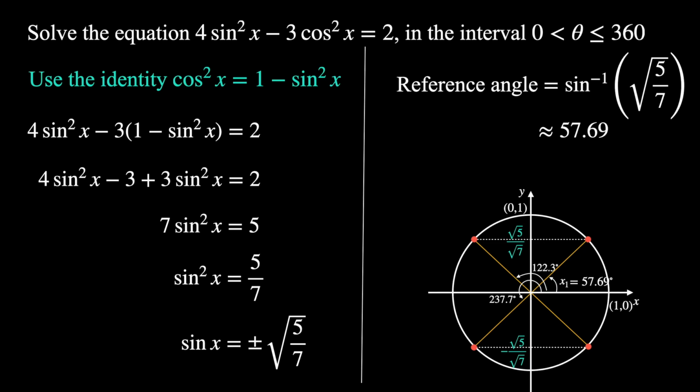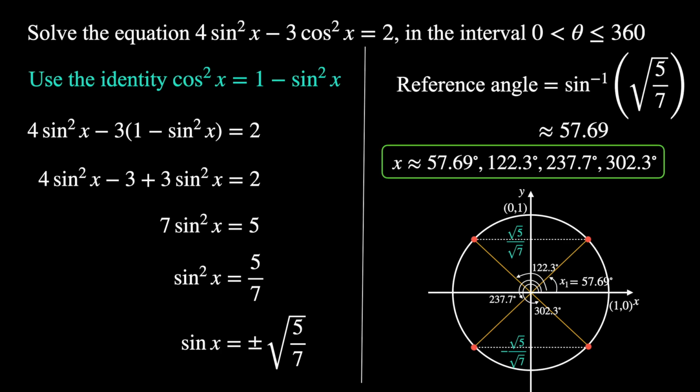And the final point, the angle of rotation to that point, is going to be 360 take that first angle we worked out. 360 take 57.69 is approximately 302.3 degrees. And then again, check your interval. Okay, so our final solution here then is x approximately equal to 57.69, 122.3, 237.7, and 302.3. On to the next one.